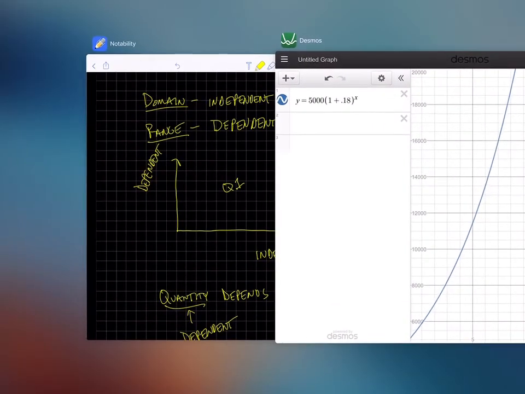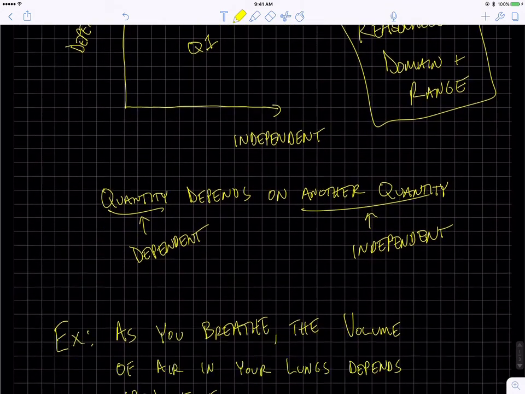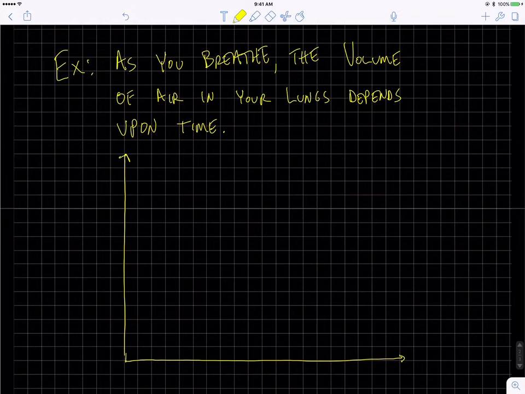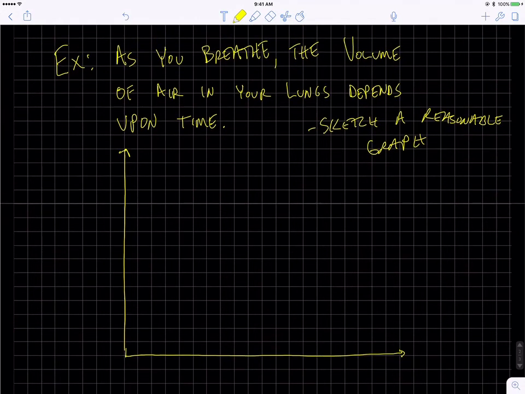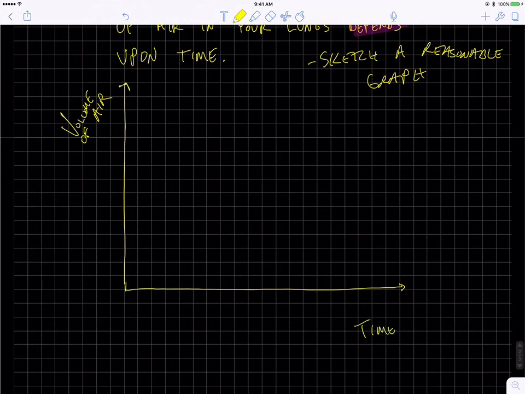So let's get back to what we were doing here. Here's some examples that we're going to ask you to do. Here's one. As you breathe, the volume of air in your lungs depends upon time. Now we're going to ask you to sketch a reasonable graph. You have to consider a reasonable domain and range. First of all, it says depends. So the volume depends upon time. So that means our volume is the dependent axis, time is the independent axis.